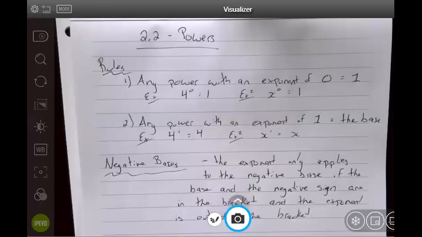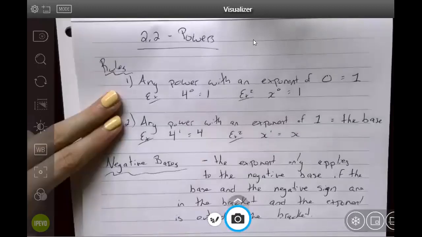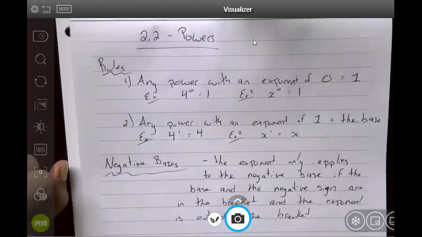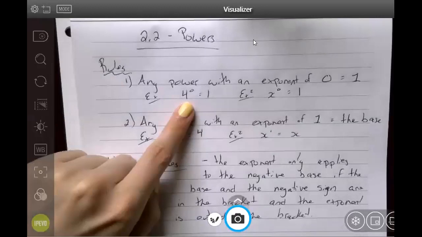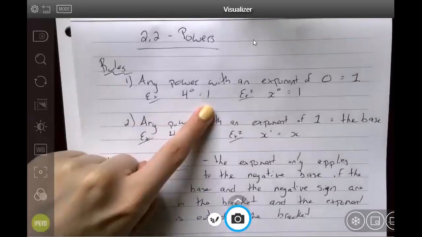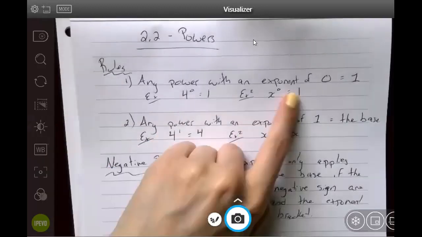Okay, so like I said, this is lesson 2.2, powers. There's two important rules to keep in mind when we're dealing with powers. The first is that any power that has an exponent of 0, that entire power will become equal to 1. So for example, 4 to the power of 0 is just 1. X to the power of 0 is just 1.